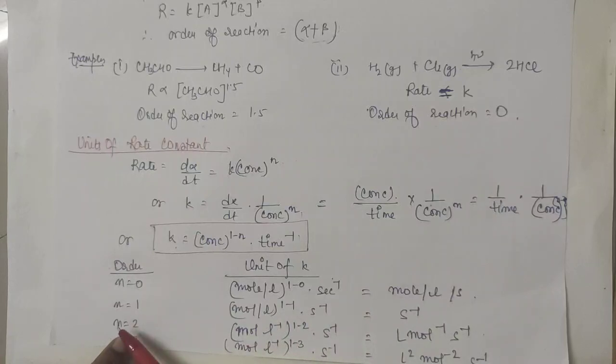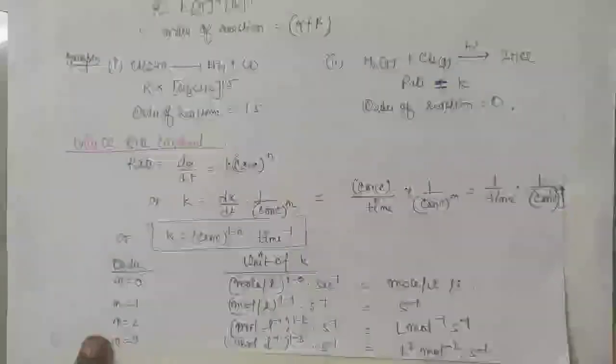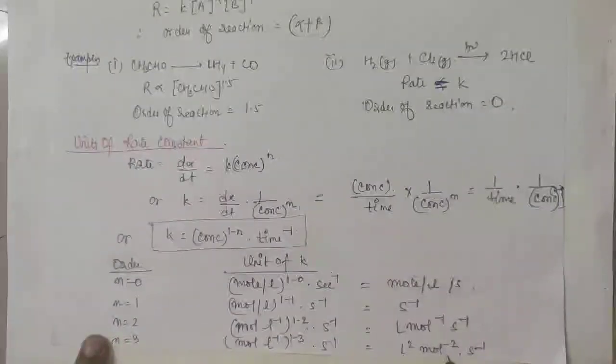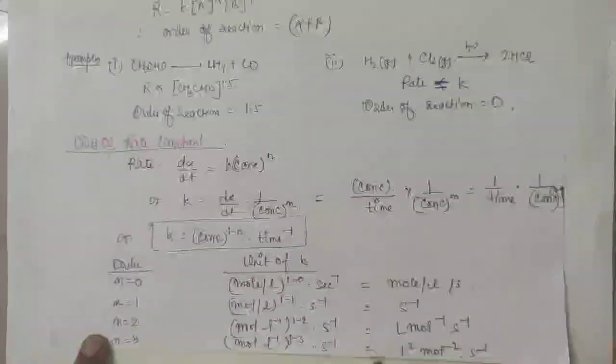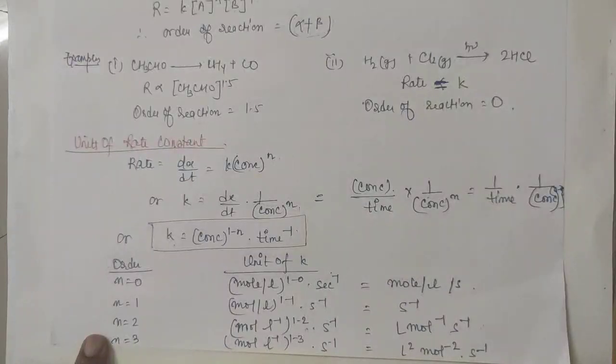Likewise, for second order reaction, put the value of n and you will get liter mole inverse second inverse. Likewise, for third order reaction, putting the value of n here we will get liter square per mole square into second inverse. This is the unit of K for different orders of reaction.